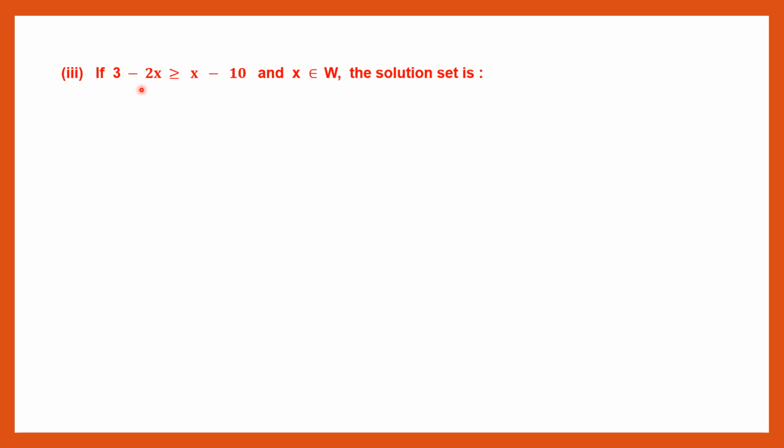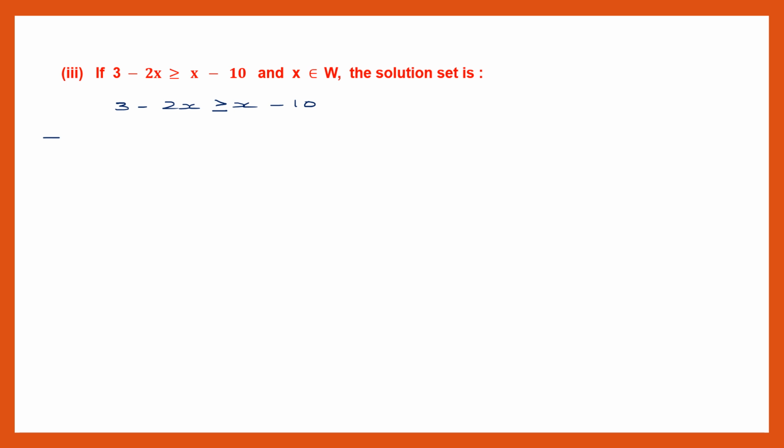Question 3. If 3 minus 2x is greater than or equal to x minus 10 and x belongs to W, what is the solution set? Okay, so let's write this down. So this is 3 minus 2x is greater than or equal to x minus 10.